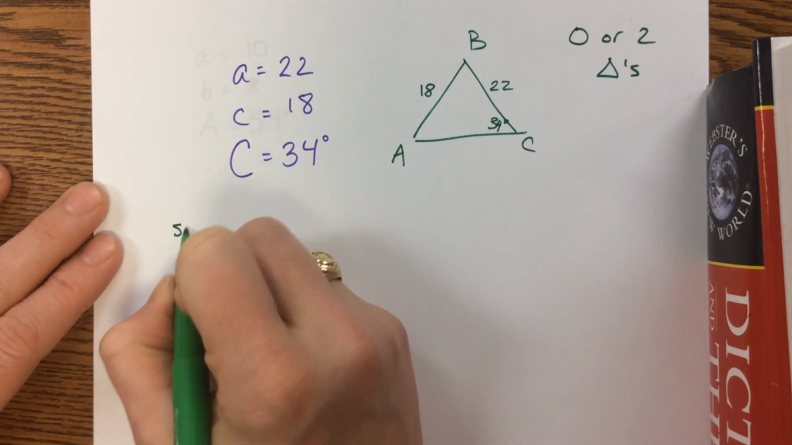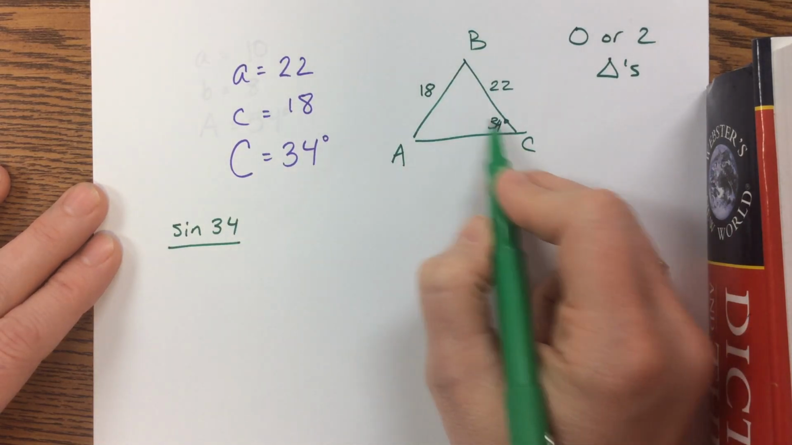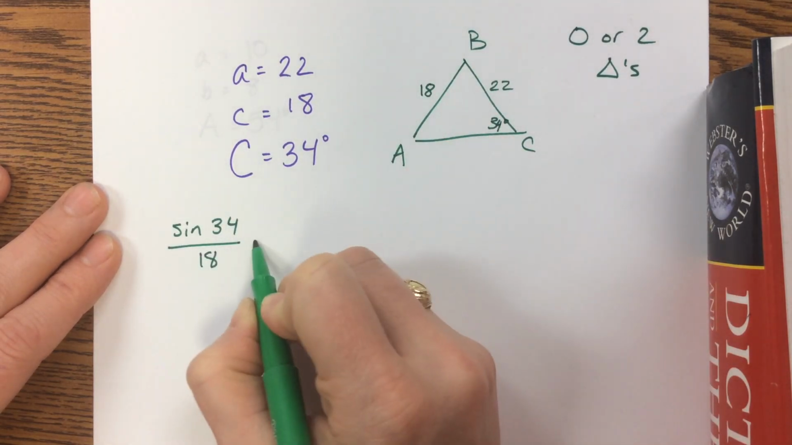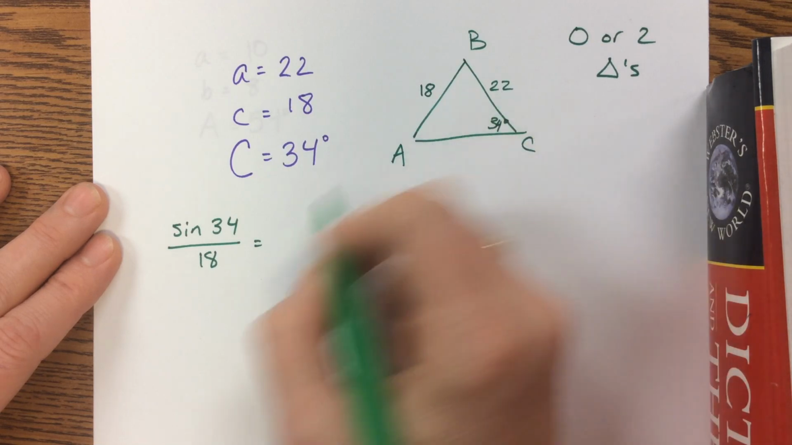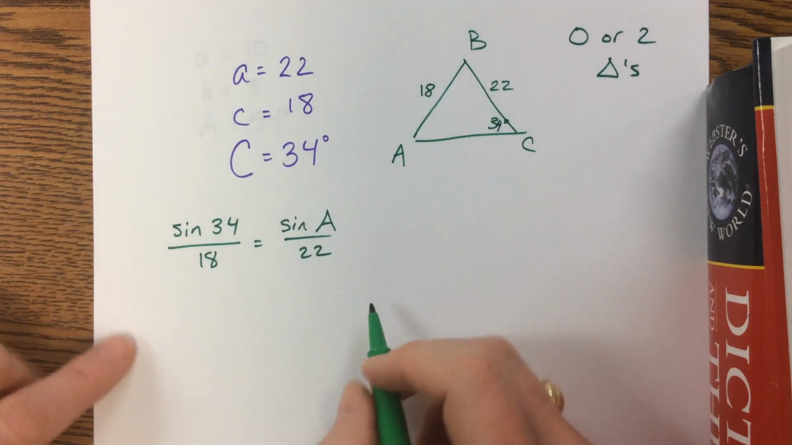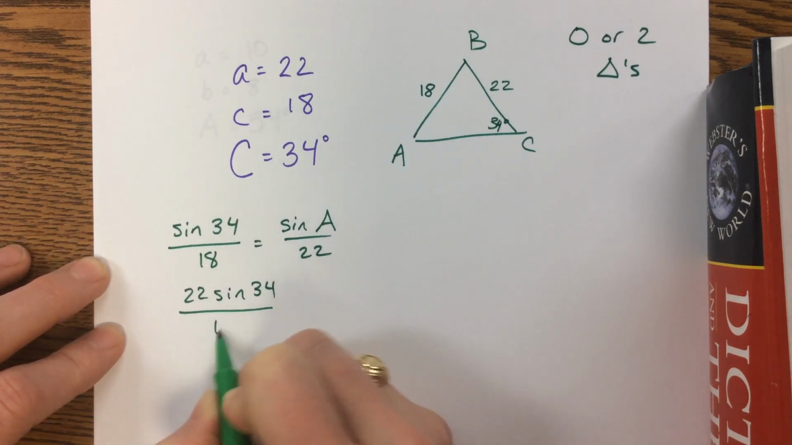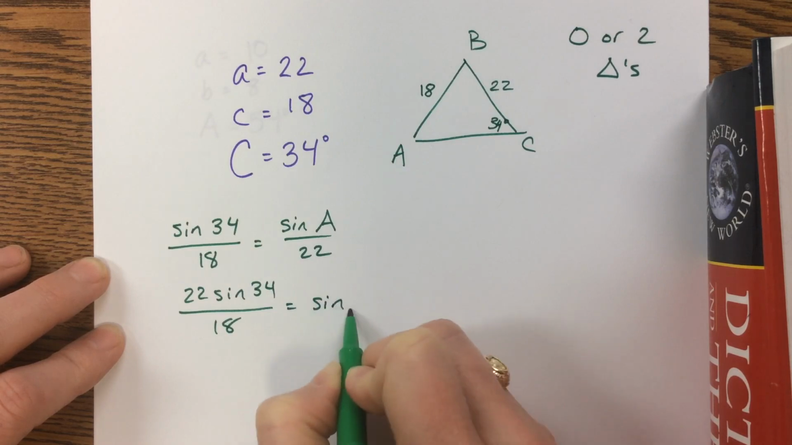So here I have sine of 34 over 18, since it's the sine of an angle over the side opposite it, is equal to sine of A over 22, since we don't know A. So I have 22 sine of 34 over 18 is equal to sine of A.